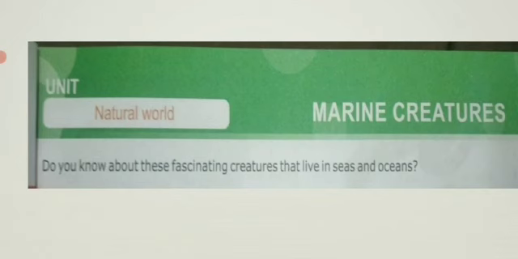But you have to write down the name of the creatures in the blank given from the help box. While explaining, I'll give the name of the creatures and you have to write down from the help box with correct spellings in your textbook. So do you know about these fascinating creatures that live in seas and oceans? Marine creatures means the creatures which live in seas and oceans.